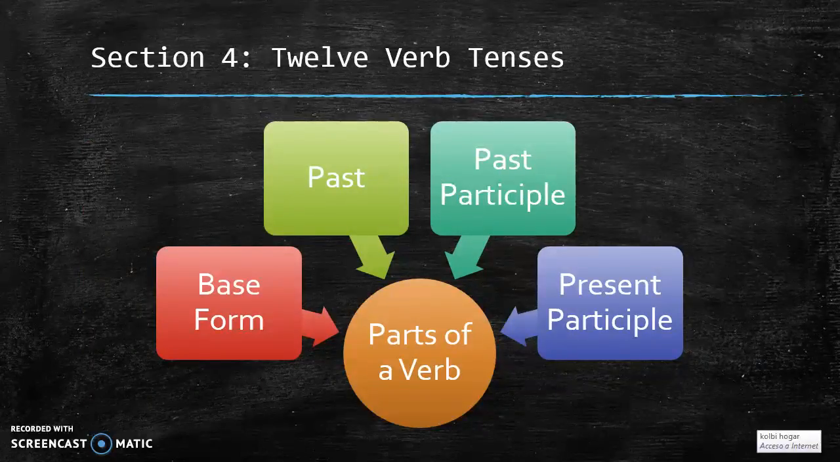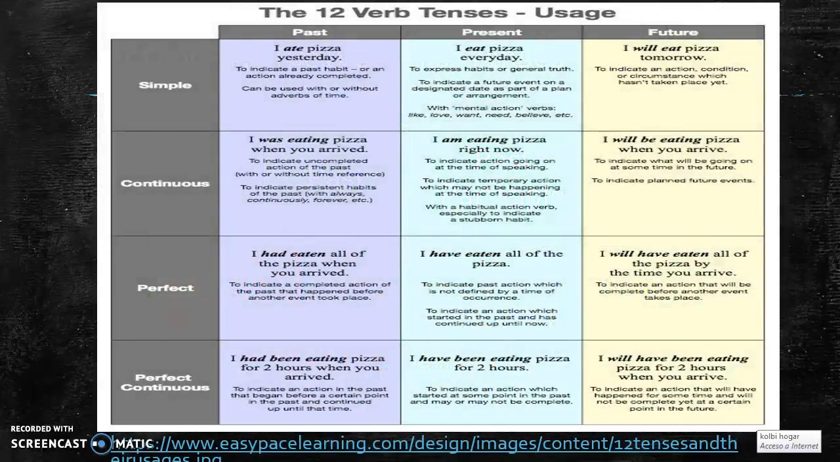Section 4 deals with the verb tenses, and we're not going to go too deep into this. Basically, what we need to know here is that a verb has 4 parts: the base form, the past, the past participle, and the present participle, and that there are 12 verb tenses. These 12 verb tenses, teachers need not only to focus on teaching students the formula, but most importantly, they have to make sure that the students know how to use them. Most of the things that happen to us is that we know the formula, but we don't know how to use the verb. And that's what we really need to do.